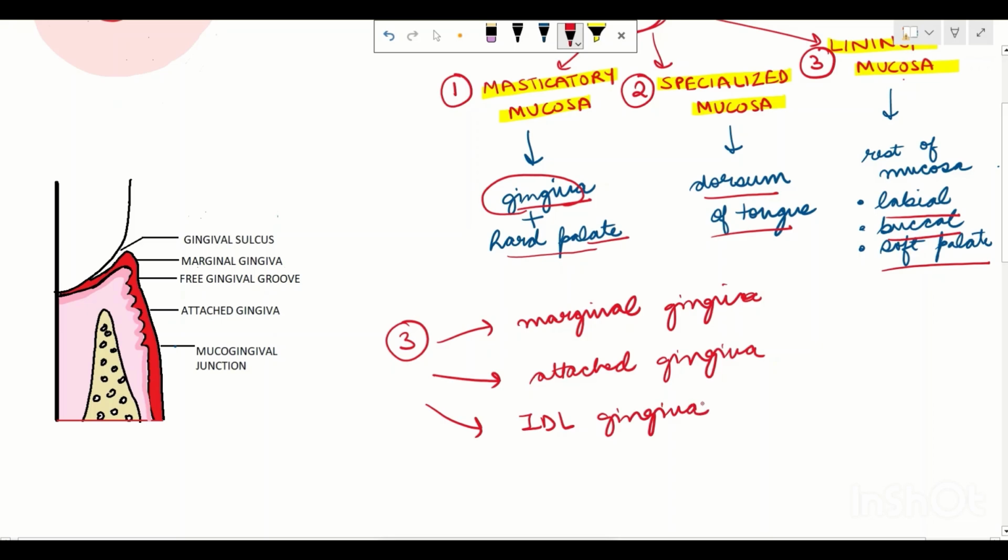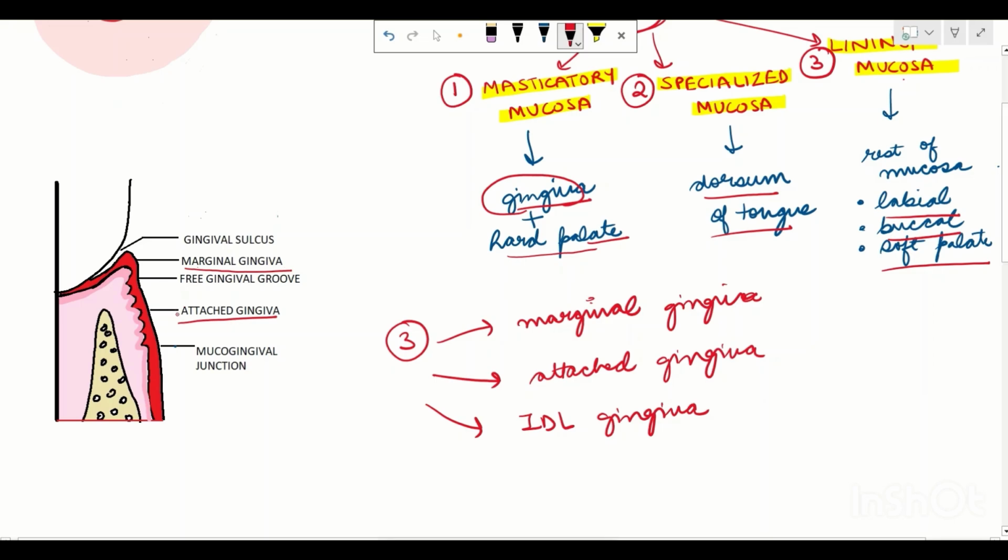Okay, now coming to the marginal gingiva. As the name suggests, it forms the terminal edge or border of the gingiva. So this is your marginal gingiva. It forms the terminal edge of the gingiva, and it surrounds the tooth in a collar-like fashion. Now attached gingiva. What is attached gingiva? If you see here, it is continuous with the marginal gingiva. It is firm, resilient and tightly bound to the periosteum of the alveolar bone.